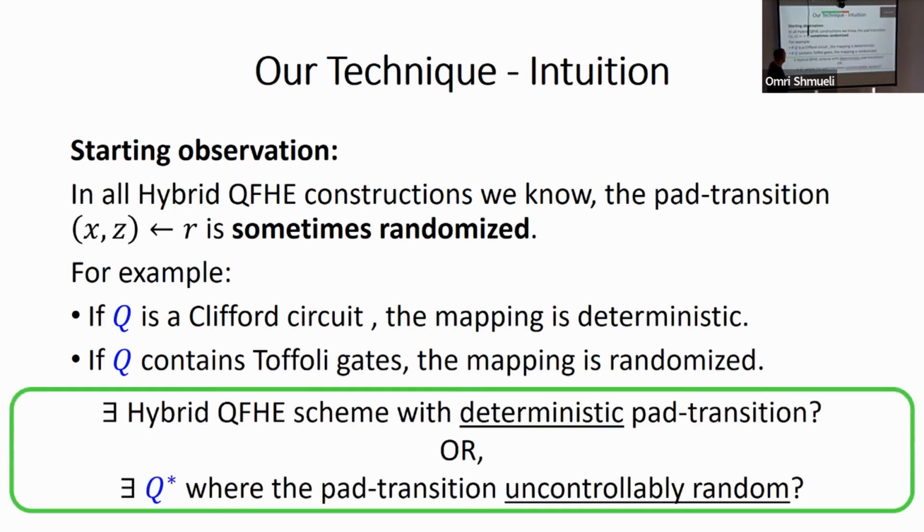It's going to be completely blind, which raises this question. It can be the case that our hybrid QFHE schemes are just not sophisticated enough, and we can construct a scheme where the evaluation, even for Toffoli gates, is going to be deterministic. Or there is some special quantum circuit, Q star, where the pad transition, the mapping from R to XZ, is going to be uncontrollably random.